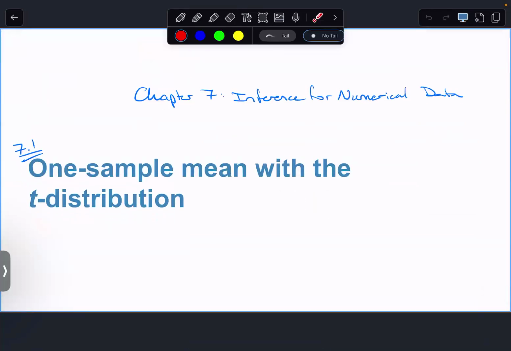Today, we're starting chapter 7. And if you remember, we're only doing chapter 7, chapter 8. We're going to duck into chapter 9 just briefly, but hardly even counts. So we're in the home stretch here. Chapter 7 is on inference for numerical data.